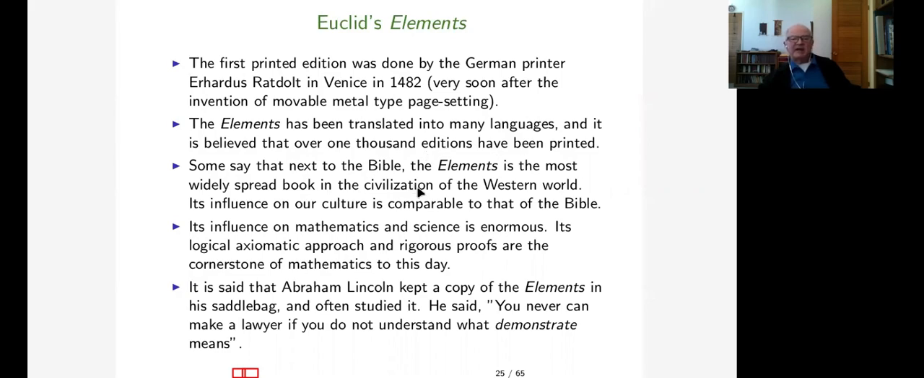Some people say that next to the Bible, the Elements is the most widely spread book in the civilization of the Western world. It is said, I read someplace, that Abraham Lincoln kept a copy of the Elements in his saddlebag and often, when he had time, just took it out and studied it. And he said, you can never make a lawyer if you do not understand what demonstrate means. For him, the Elements was important because it was teaching him how to demonstrate things.